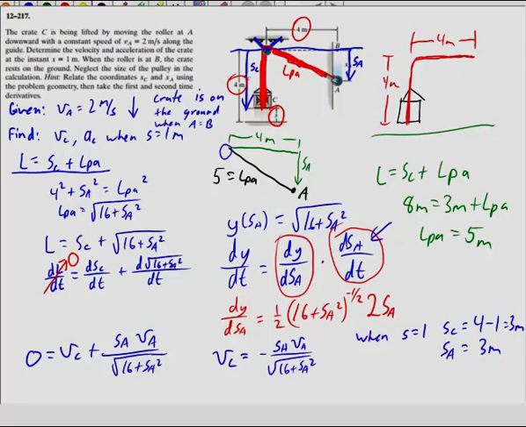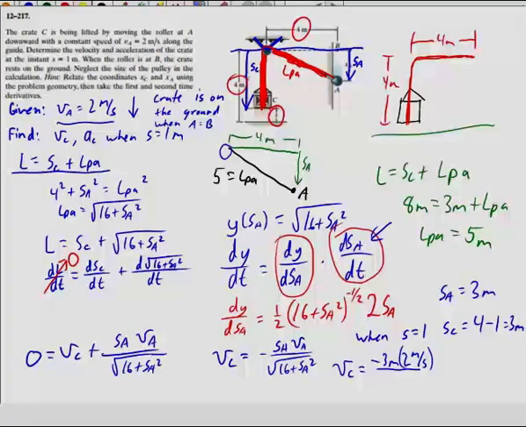Now to find the velocity of the crate when S equals 1, we just plug in our values. The velocity of the crate is going to be negative SA, which is 3 meters. Velocity of A is given as 2 meters per second. Those are multiplied together. I'm just going to erase my SA and move it up so you don't get confused with the equation. Over the square root of 16 plus SA squared, and SA is 3 meters squared.